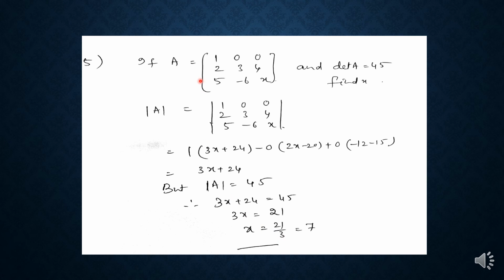So here A is a matrix with one unknown variable, and given that det A is equal to 45, by using the Laplace expansion we expanded the determinant. Then that value is 3x plus 24. By equating 3x plus 24 to 45, we get 3x is equal to 21, then x is equal to 21 by 3, that is equal to 7. So this is the solution for the problem.